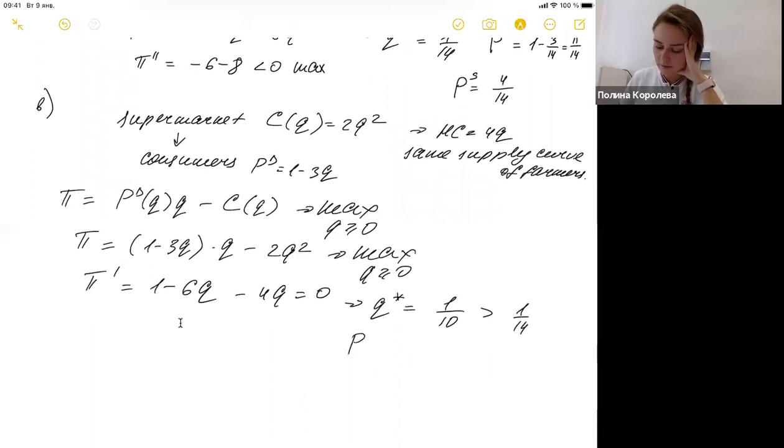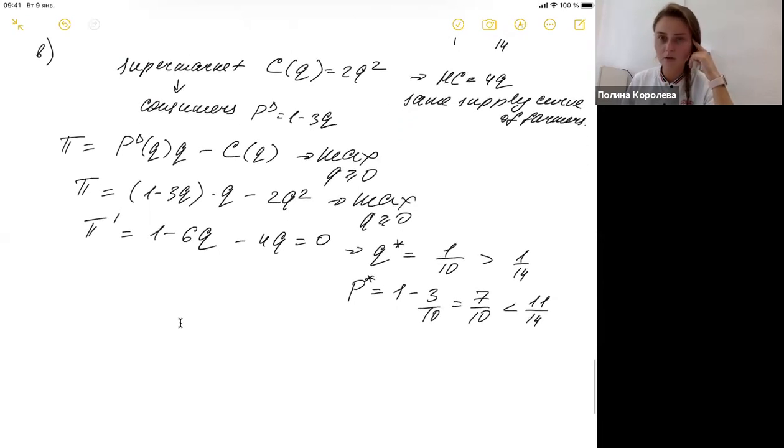And the price in the market will be 1 minus 3 over 10. This is 7 over 10. And it is less than before, than 11 over 14 for consumers. So we see that our monopolist right now, this supermarket, if the supermarket owns the farmers, it sells more, and our price now is lower.